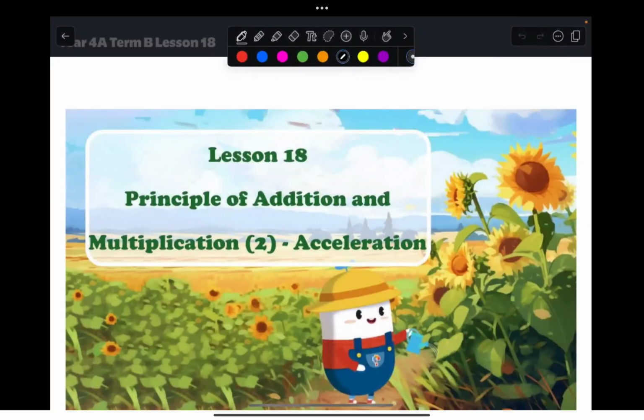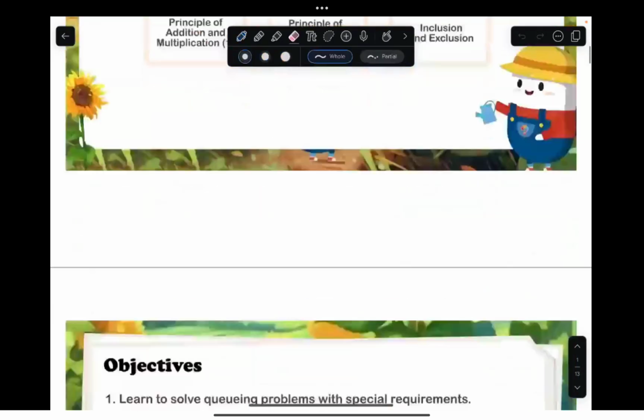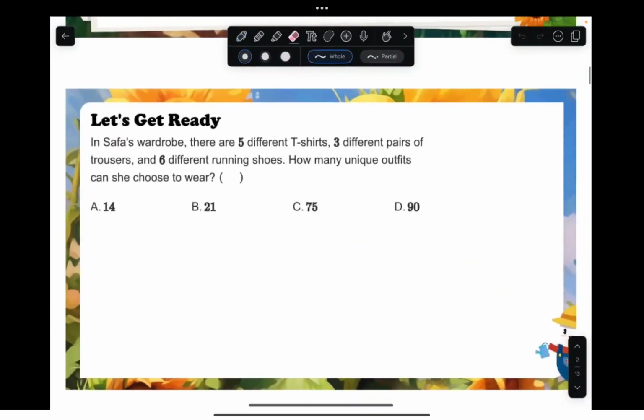So in this video, I will give you a quick review on lesson 18. Lesson 18 is again the principle of addition and multiplication, but this time it is the second part. We will use what we have learned last week to solve more word problems. So let's start from the first get ready question and see whether you really get the idea we have learned last week.